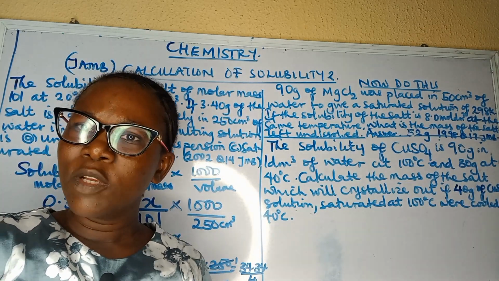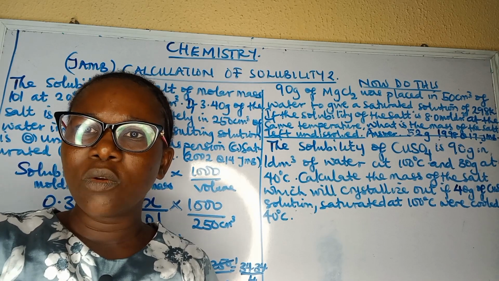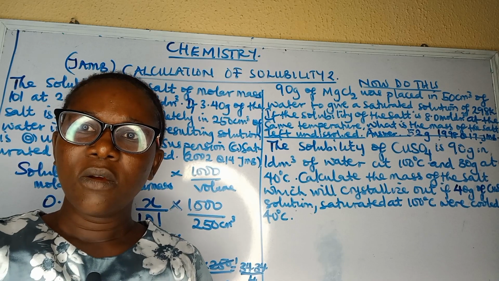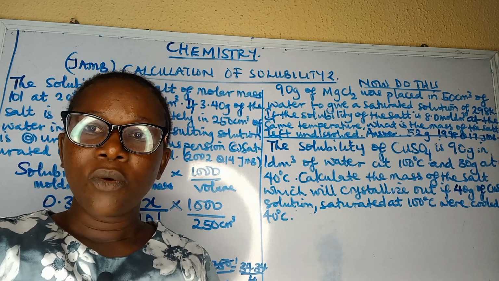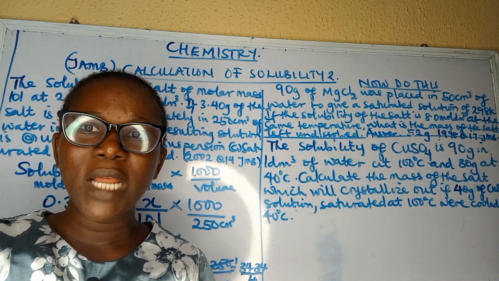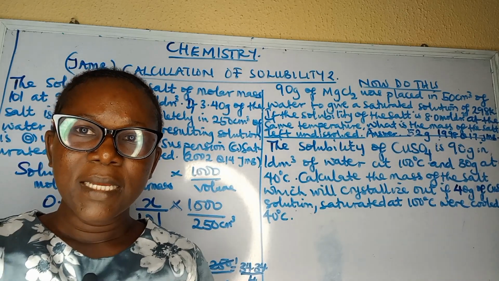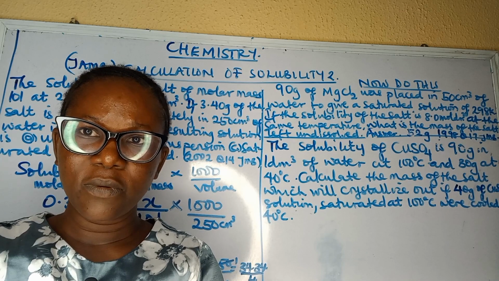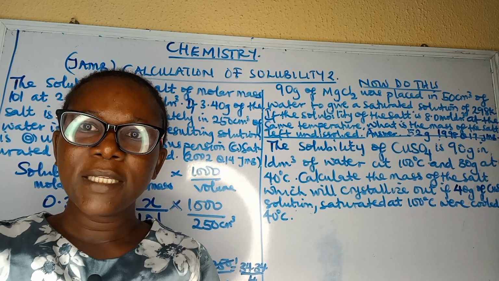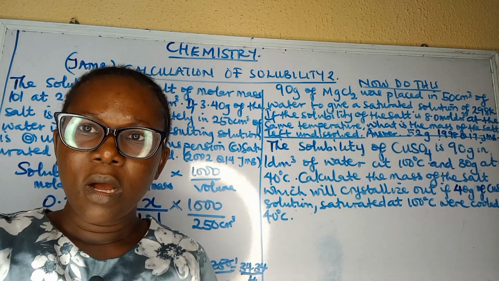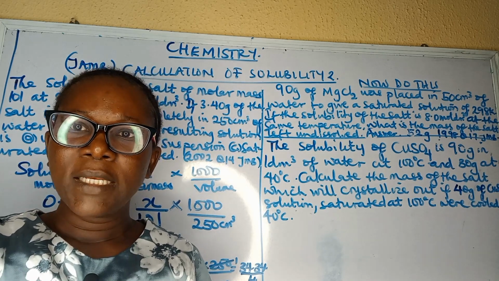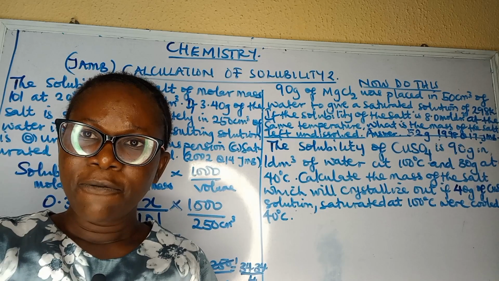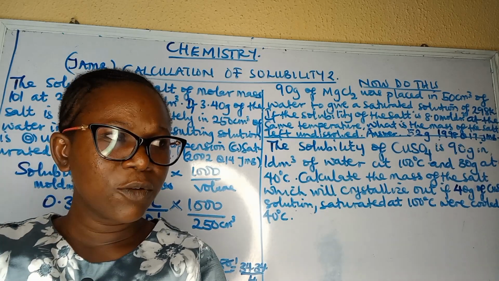So in that case, it means we have less salt than the solution can actually dissolve. According to the definition, an unsaturated solution is a solution that contains less than the amount of salt that the solution can actually dissolve. So it can still take more salt to be dissolved. And if a solution is saturated, it means it's already full for that volume at that particular temperature.